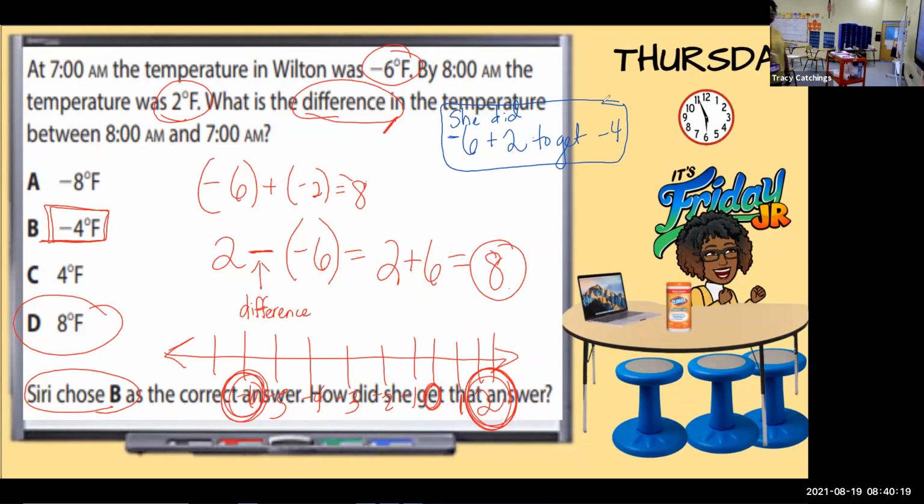So definitely pay attention to how the problem should be set up. Go back and reread if you need to. Pay attention to those keywords. Really ask yourself, is that positive or negative? Follow those 10-second strategies. Any questions about it?